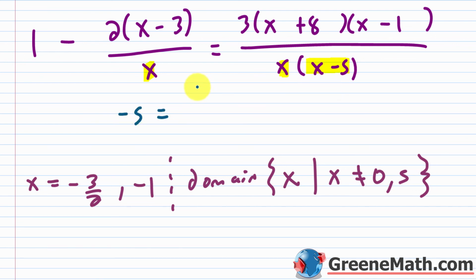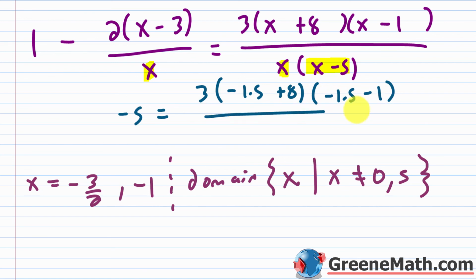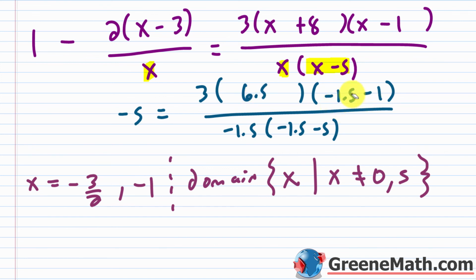Over here, you're going to have 3 times, let me just plug this in. So negative 1.5 plus 8. And then over here, negative 1.5 minus 1. And then over here, negative 1.5 times the quantity negative 1.5 minus 5. Okay, so negative 1.5 plus 8, that's going to be 6.5. So this is 6.5. Negative 1.5 minus 1, that's negative 2.5. So this is negative 2.5. Down here, negative 1.5 minus 5 is negative 6.5. So this is negative 6.5.